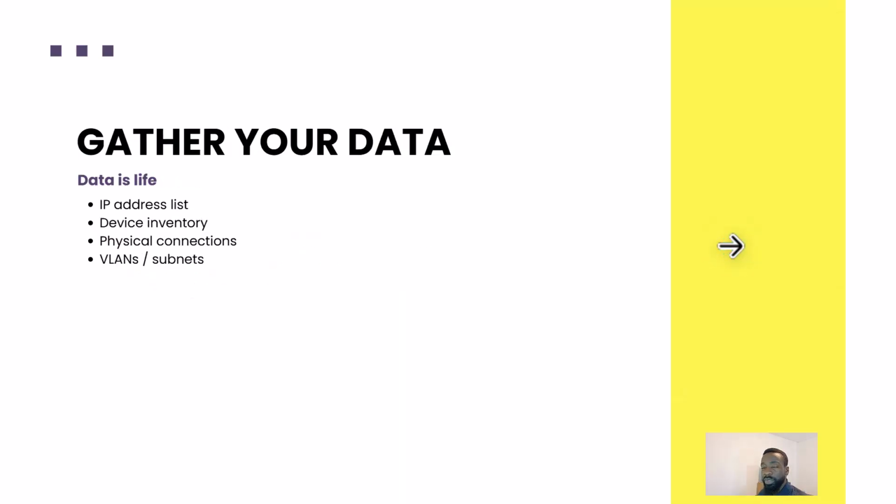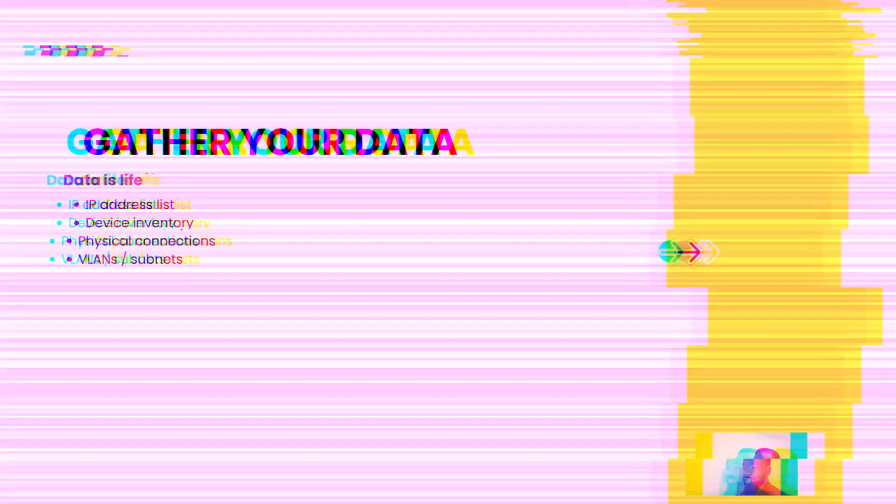Now, gathering your data. Data is important when you're documenting a diagram or coming up with a network diagram, right? You have to know what IP addresses exist. Next thing is you have to know what devices exist in the network. Another thing is you have to know what physical connections are there. And then, obviously, things like VLANs and subnets, you also have to know that as well.